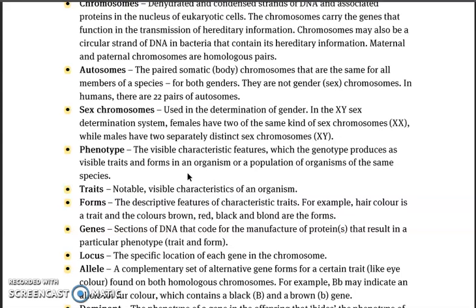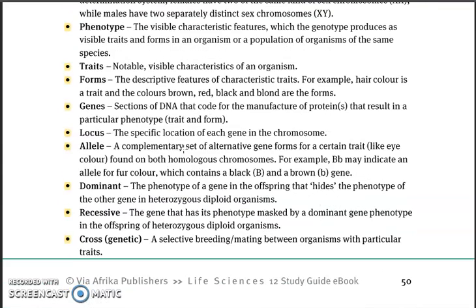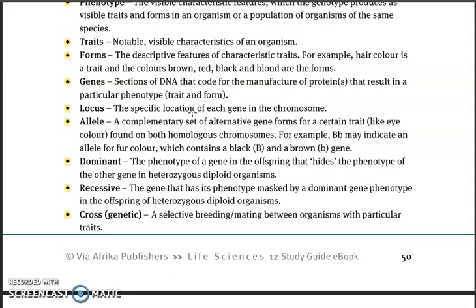So we've already looked at phenotype. Traits, that's an easy one. That's the things you can see in an organism. So it's visible characteristics, your traits. So another important aspect here is a locus. The locus of a gene is a specific location of each gene in a chromosome. So it's basically a position in a chromosome that the gene will lie in. And then we look at one of our main definitions here, which is an allele.